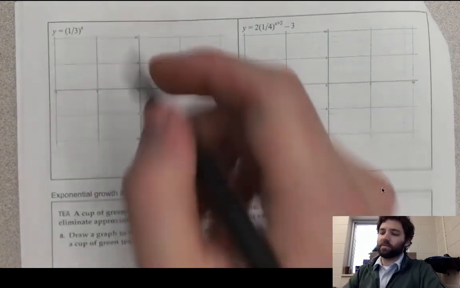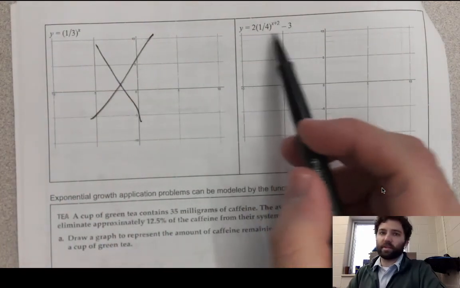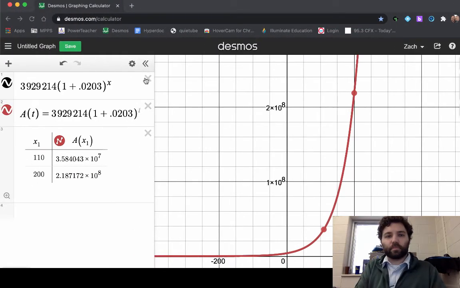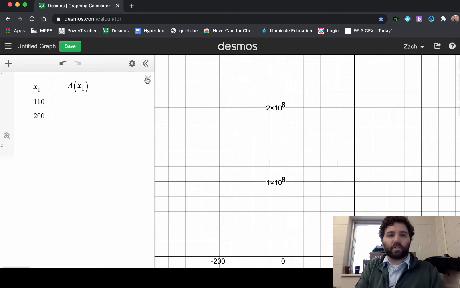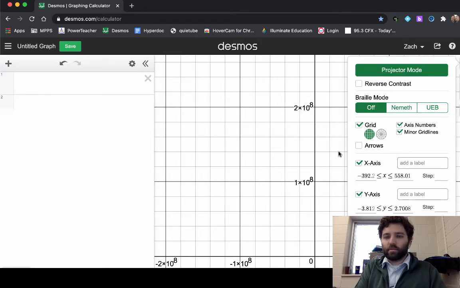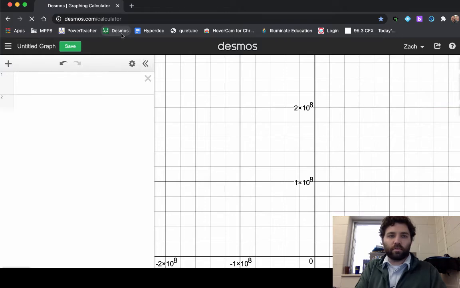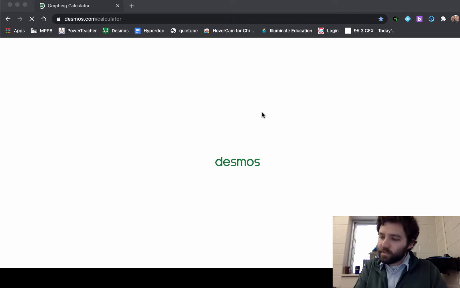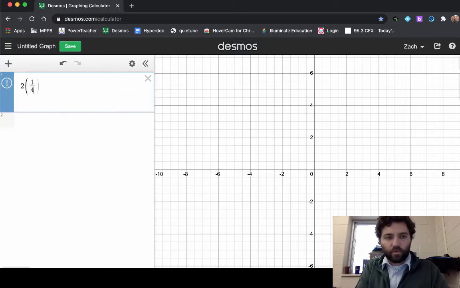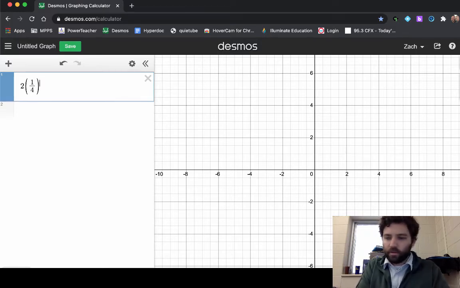Let's skip this one, just save some time, and let's go to this one. It's a little bit more complicated, and we'll see what this graph looks like. In fact, let's reset this to the standard window. And so we have 2 times 1/4 raised to the x plus 2.